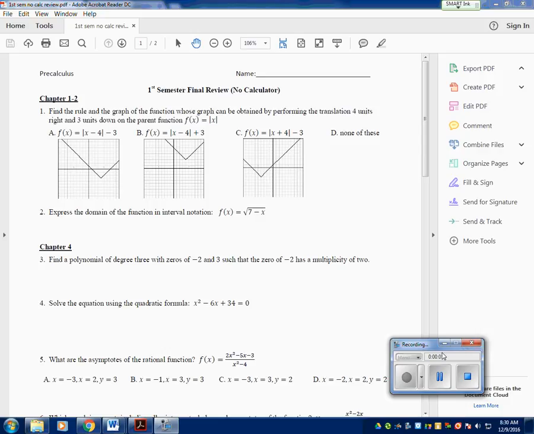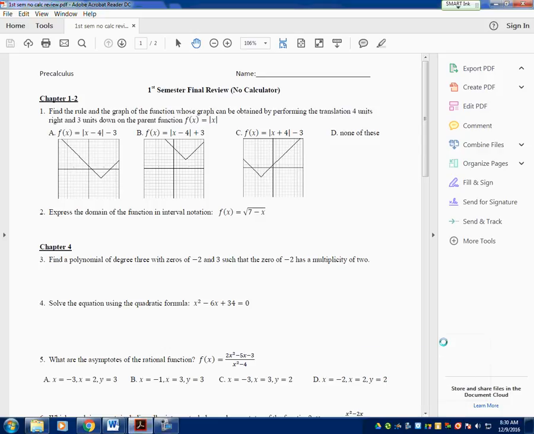Alright, so this is the Calculator OK review. Hopefully you're reviewing your parent graphs, that yellow sheet. You'll have to know all of it, because on the final I probably will ask something other than an absolute value. It might be one of the other ones on there, but I'll ask you to do the same things with it. Okay?